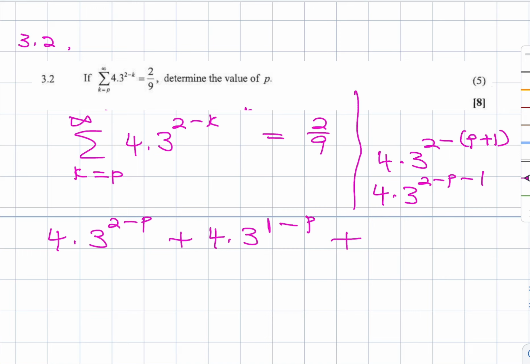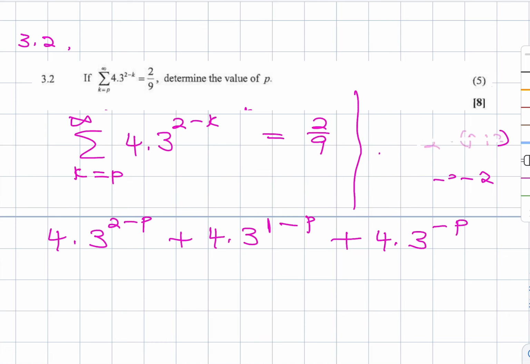And then the third term, we do the same thing, but now this is going to be p plus 2. So that will be 2 minus p minus 2, which will give us 4 times 3 to the power minus p.